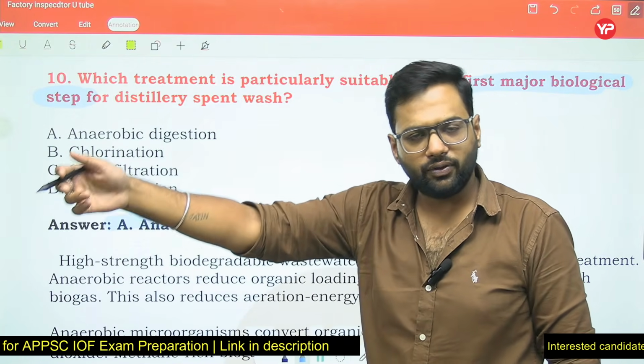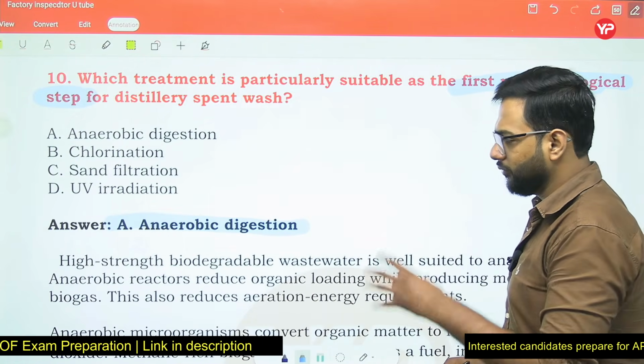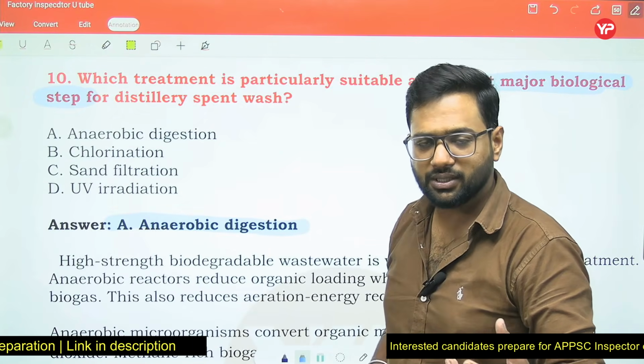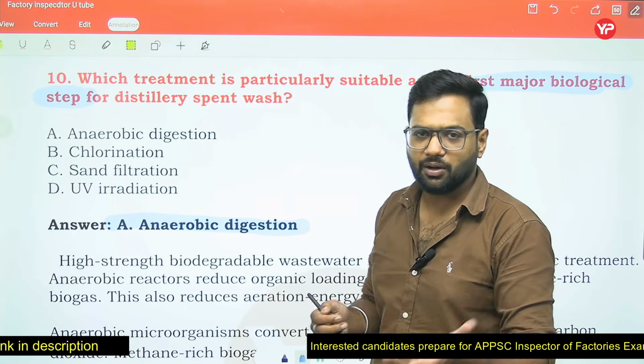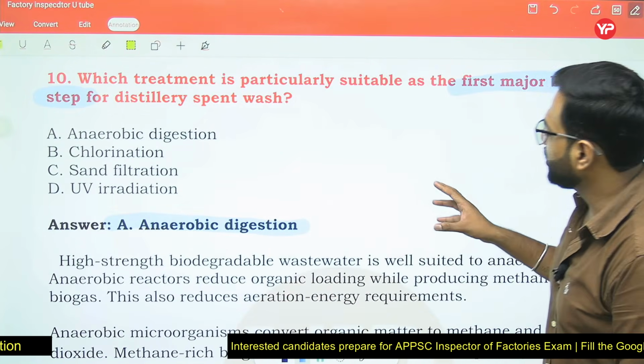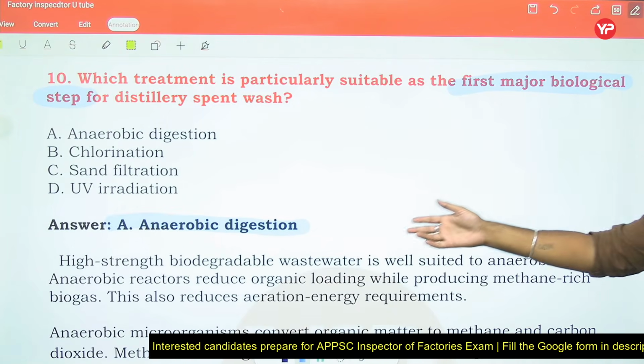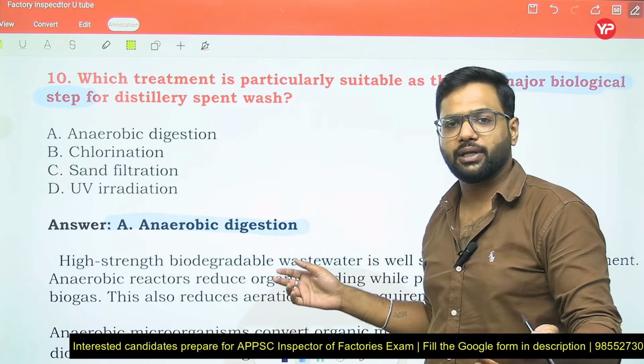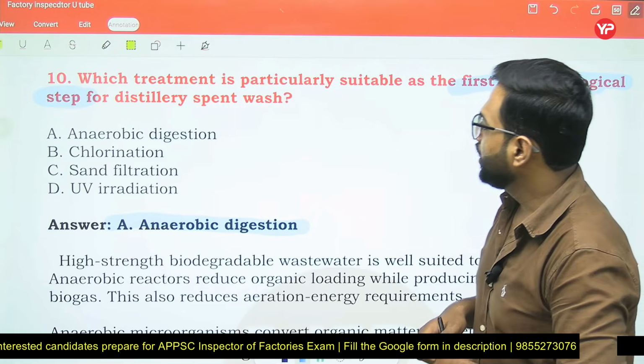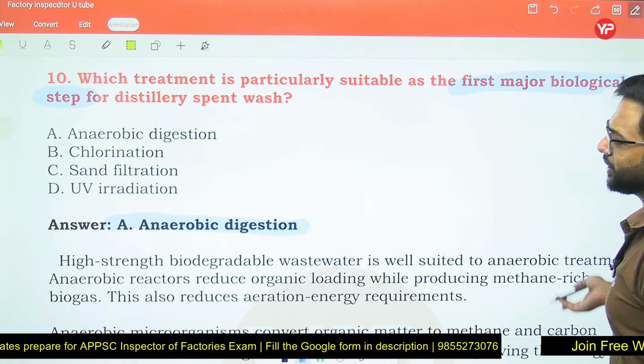After that we go for aerobic treatment, when a very low concentration of organic matter remains. The higher concentration of organic matter is decomposed anaerobically. So which treatment is particularly suitable, and why do we prefer it? Because, as I told you, we are getting methane. So the answer is anaerobic digestion.